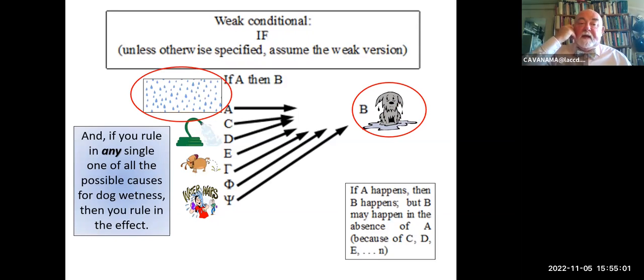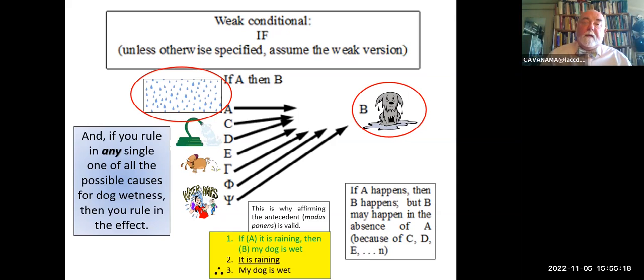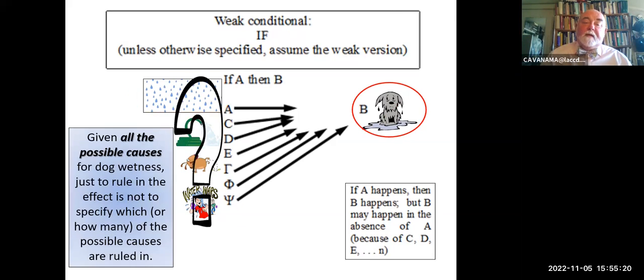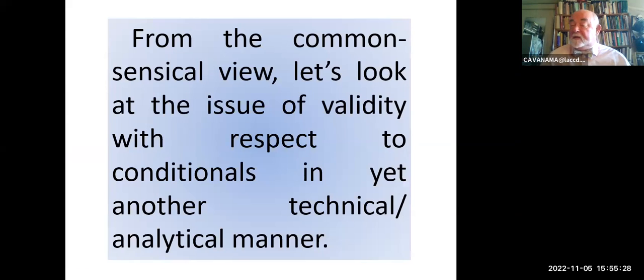And if you rule in any single one of the possible causes, then you rule in the effect. So if it's raining, my dog will be wet. If the hose is turned on the dog, then the dog is wet. And if the other dog pees on the dog, then the dog is wet. And if the neighbors throw a water balloon, the dog is wet. Given all the possible causes of dog wetness, just to rule in the effect does not specify which of the many possible causes gets ruled in. And that's a commonsensical view.